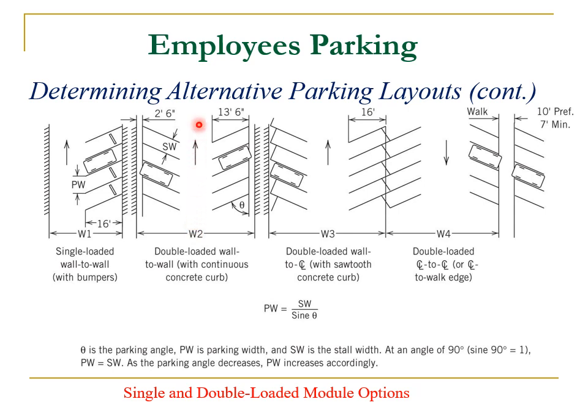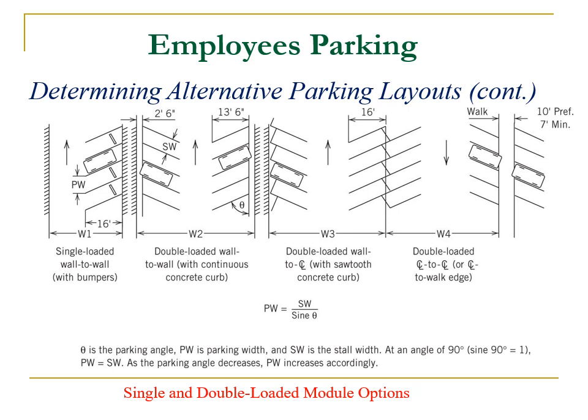You see the aisle is in the middle and the cars are parking on two sides. So this is a single loaded module, but this is a double loaded module. These are also double loaded modules, but on this side of this module we have a wall, whereas on this module on both sides we don't have these walls. The clearance area between the parking space and the walls basically makes a difference between these two modules.